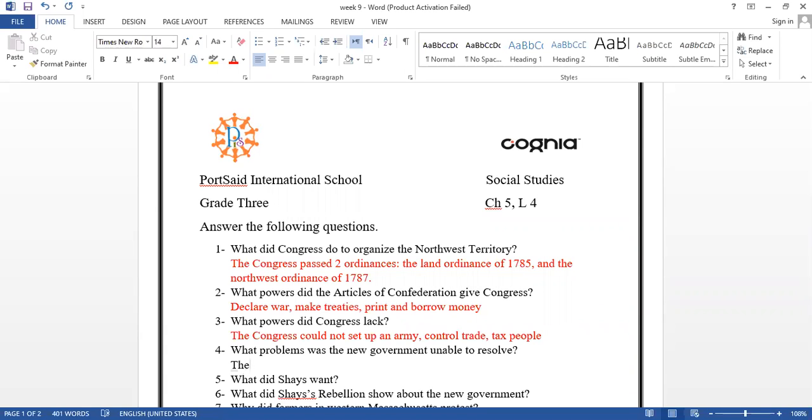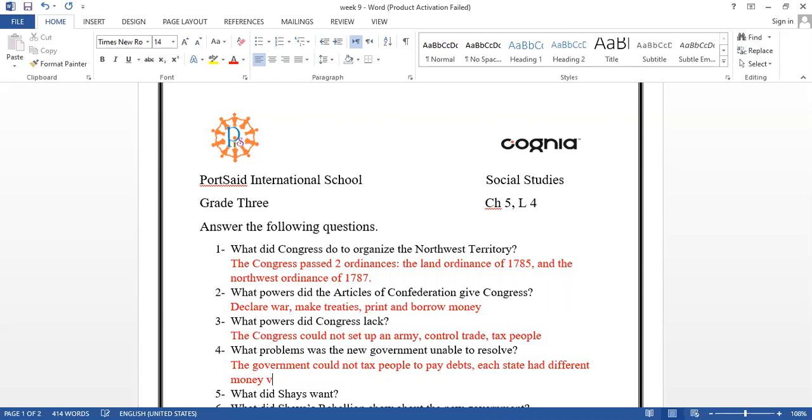So this is the first problem. The first problem is that the government couldn't tax people to pay the debts. The Congress didn't have enough money to pay the debts. Okay. What else? The second problem is that each state had a different money value. What else?